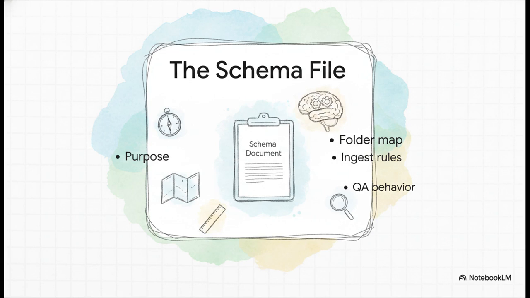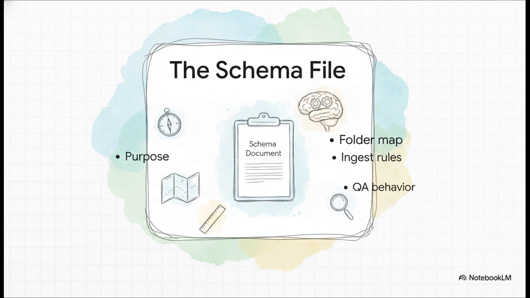And that brings us to the brain of this entire operation, the schema file. If you're using Claude Code, you'll just create a simple text file called claude.md in your main folder. Think of this as your rules document. It tells the AI the core purpose of your wiki, like, say, planning a trip to Japan.